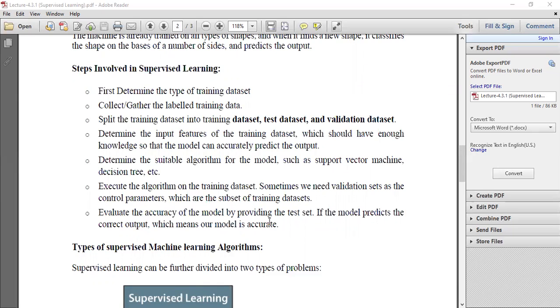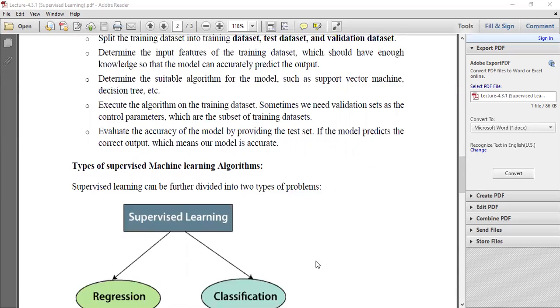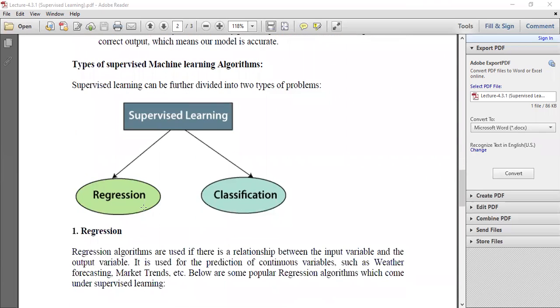Now execute the algorithm on the training data set. Sometimes we need validation sets as a control parameter, which are a subset of the training data set. Then evaluate the accuracy of the model by providing the test set, and if the model predicts the correct output, it means our model is accurate. Then there are two types of supervised machine learning algorithms: first is regression, second is classification.